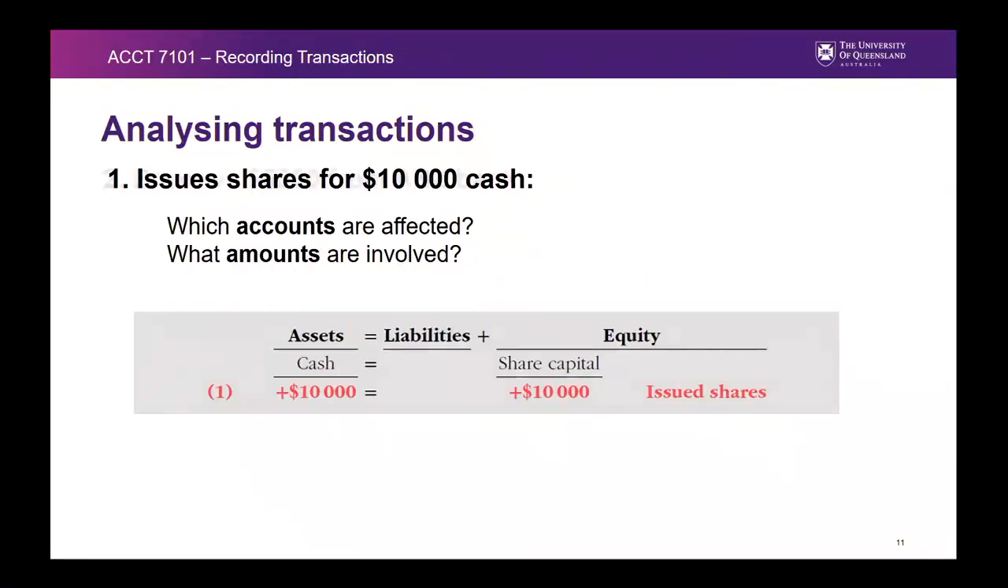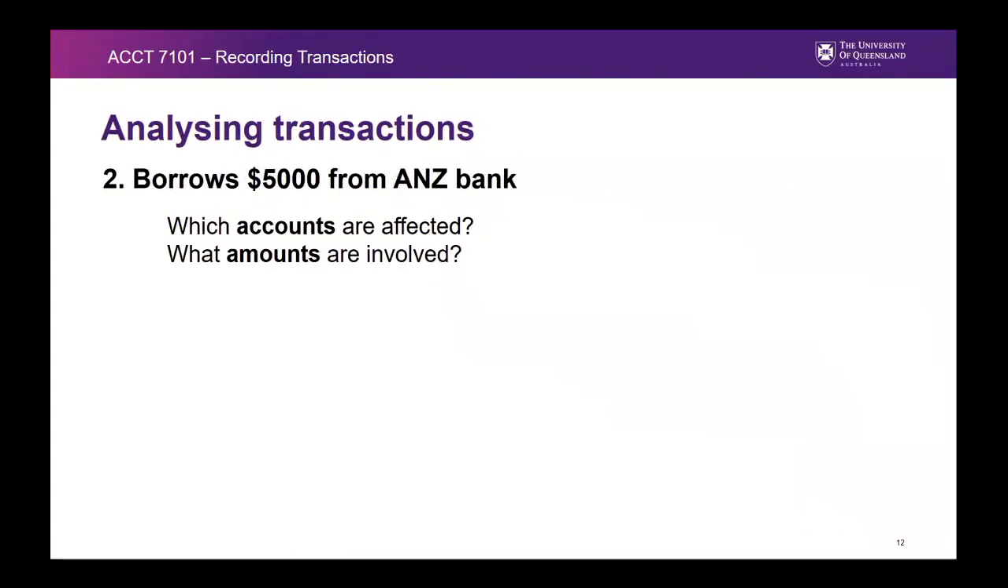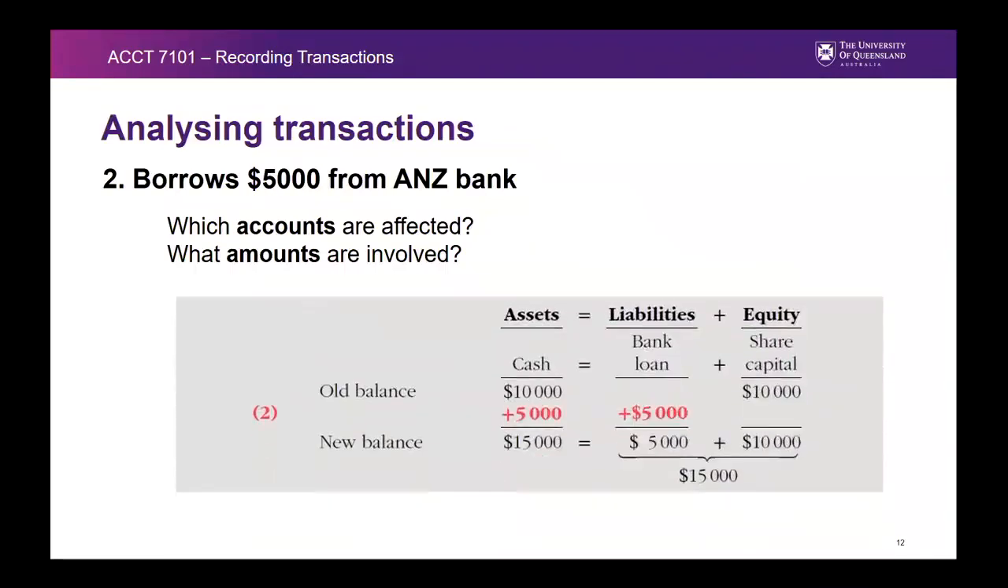Okay, let's have a look at the next transaction. So we borrow $5,000 from the ANZ Bank. So which accounts are affected and what amounts are involved? We're borrowing money, so we've actually got more cash. We assume, of course, we borrow cash from the bank. And then we've incurred a bank loan, a liability. It could be called a borrowing, could be called a debt, but here we're calling it a bank loan. So we've increased an asset, cash, and increased a liability, a bank loan.